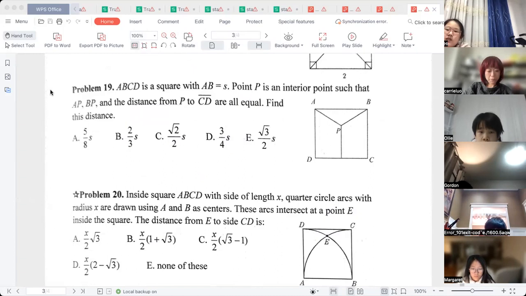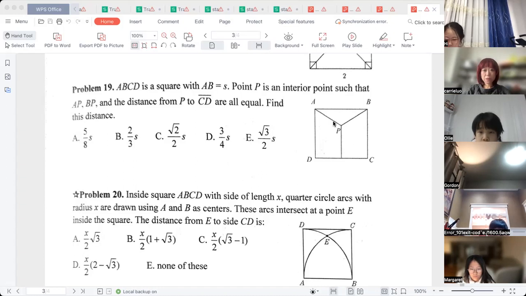Problem 19. ABCD is a square with AB equals S. Point P is an interior point such that AB, BP, and the distance from P to line CD are all equal. Find the distance.